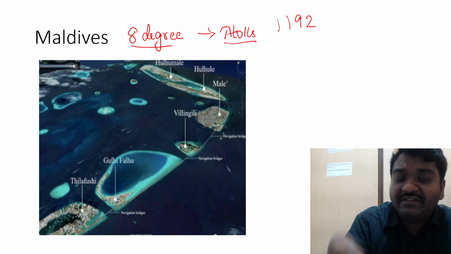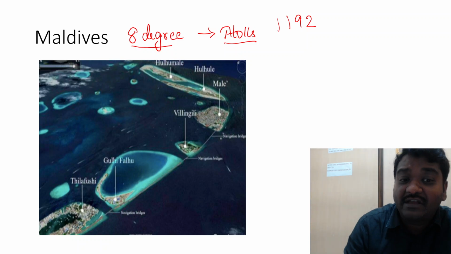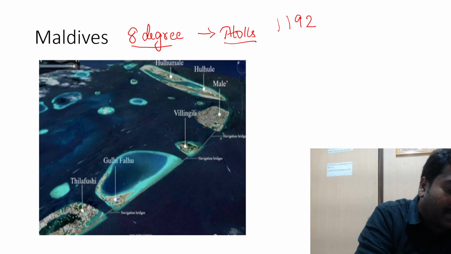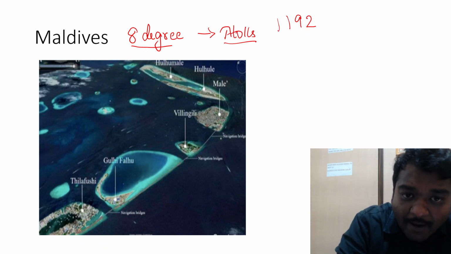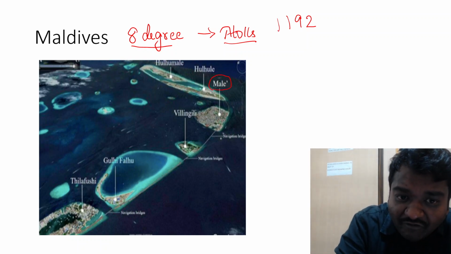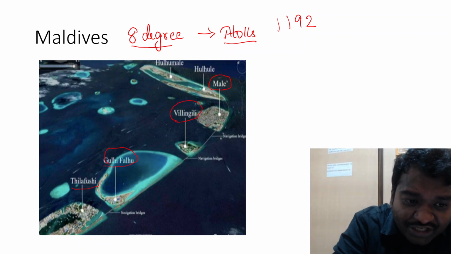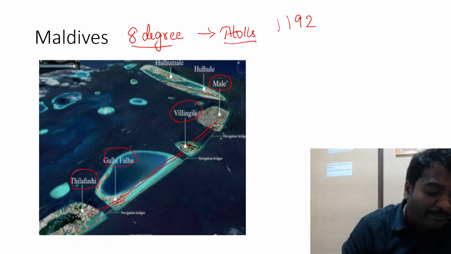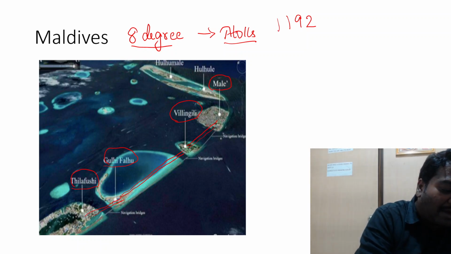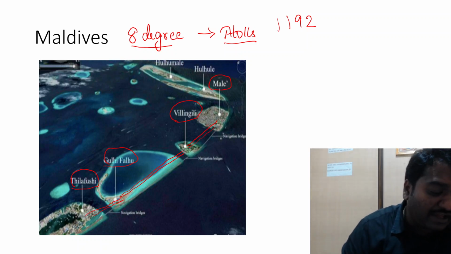Now, in this, India recently went for Greater Malé Connectivity Project. And according to this Greater Malé Connectivity Project, Malé is the capital, Villingili, Gulhifalhu, Thilafushi. These are connected almost 6.74 kilometers, guys. These are connected by India under Greater Malé Connectivity Project. So I wanted you to have clarity on this particular thing, guys.